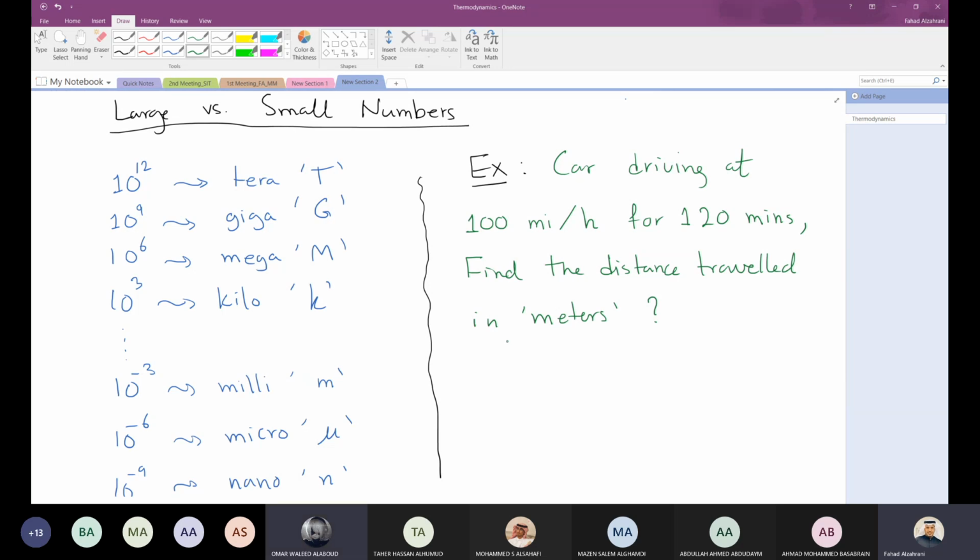Go ahead. Doctor, I feel the question is incomplete, what do you want the distance in? Meters. I need the distance traveled in meters. You have the speed and you have the time and then you find the distance, but I need it in meters.